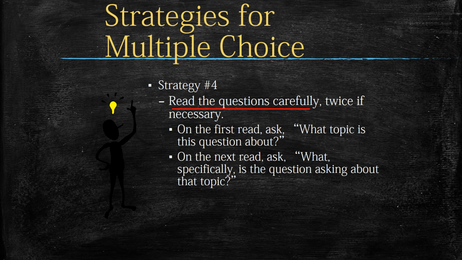For example, on the first read ask, what topic is this question about? On the next read, it might say, what specifically is the question asking about? Not just the topic. What specifically is the question asking about? Read questions carefully.